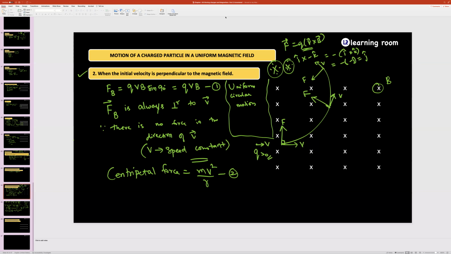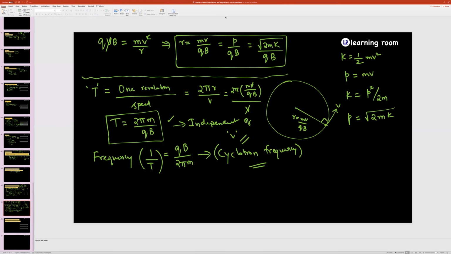So basically the derivation is only 2 steps, right? The force experienced by the charged particle in the presence of the magnetic field is qvB. The centripetal force is mv square by r. Equate both. On equating both, what are you going to get? r will be equal to mv divided by qB. mv can also be written as p, the linear momentum, and it can also be written as root of 2mK divided by qB. Are you able to understand this?